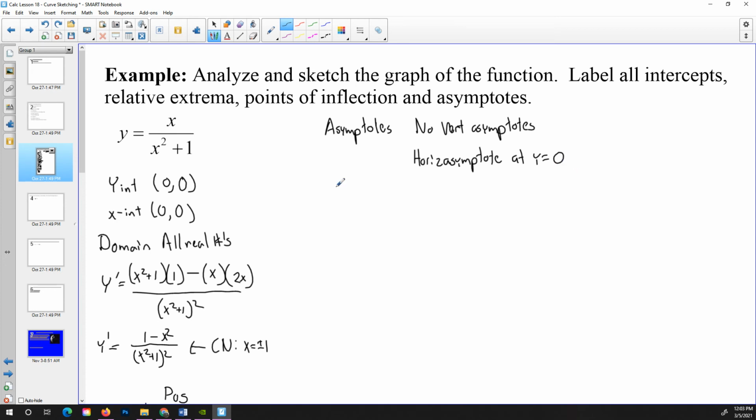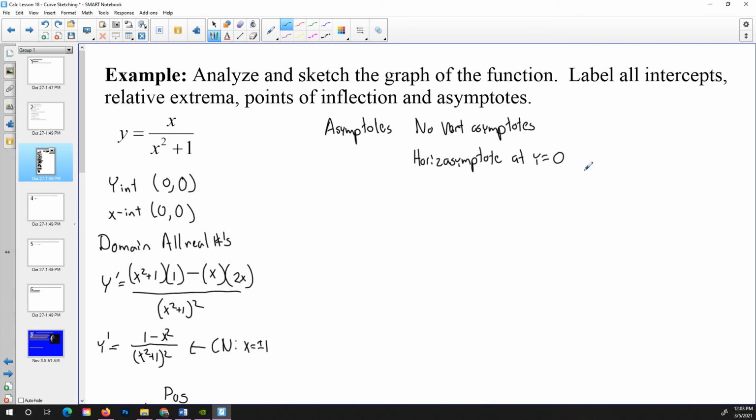Now it's y equal to 0 because the degree of the numerator is smaller than the degree of the denominator. So this expression grows much faster than that expression, and so when you take a big number divided by a number that's multiplied by itself bigger, you're going to eventually get to 0.